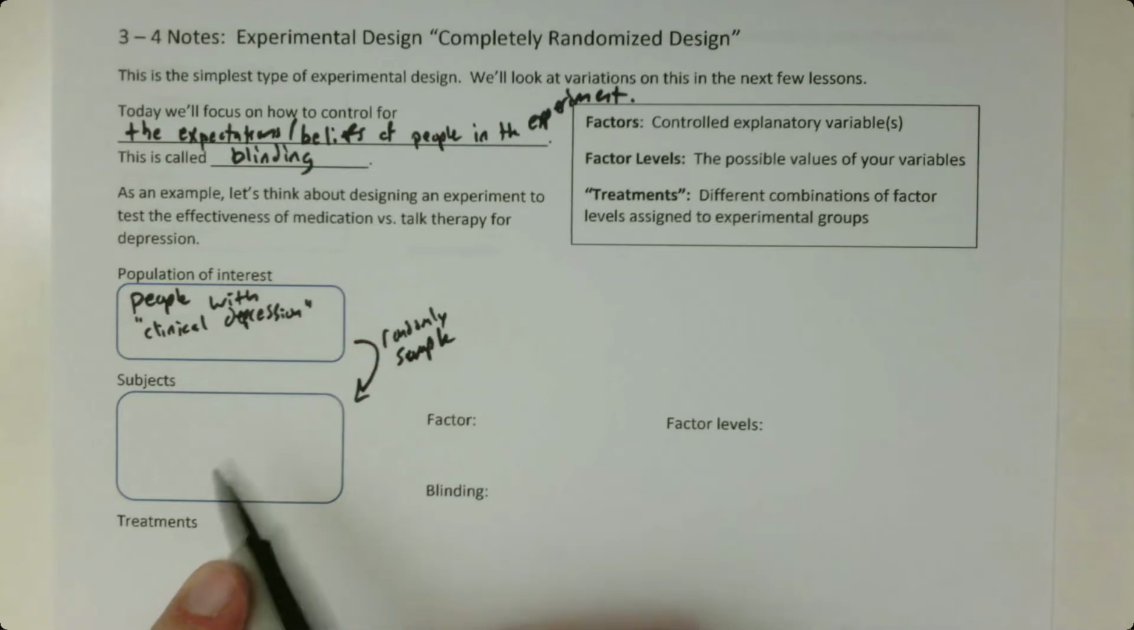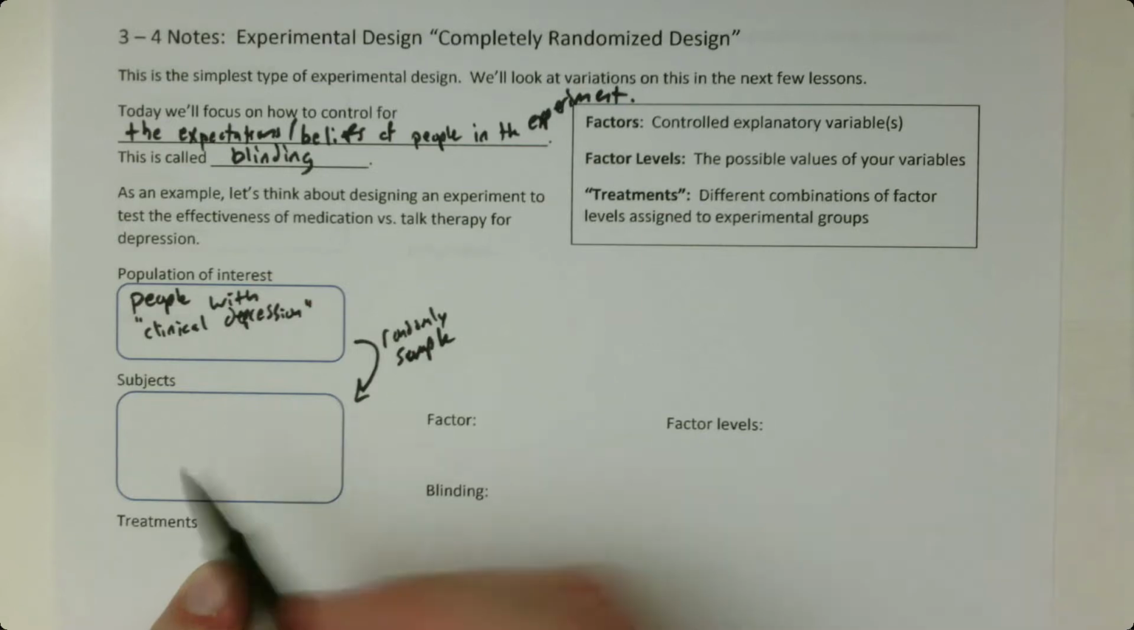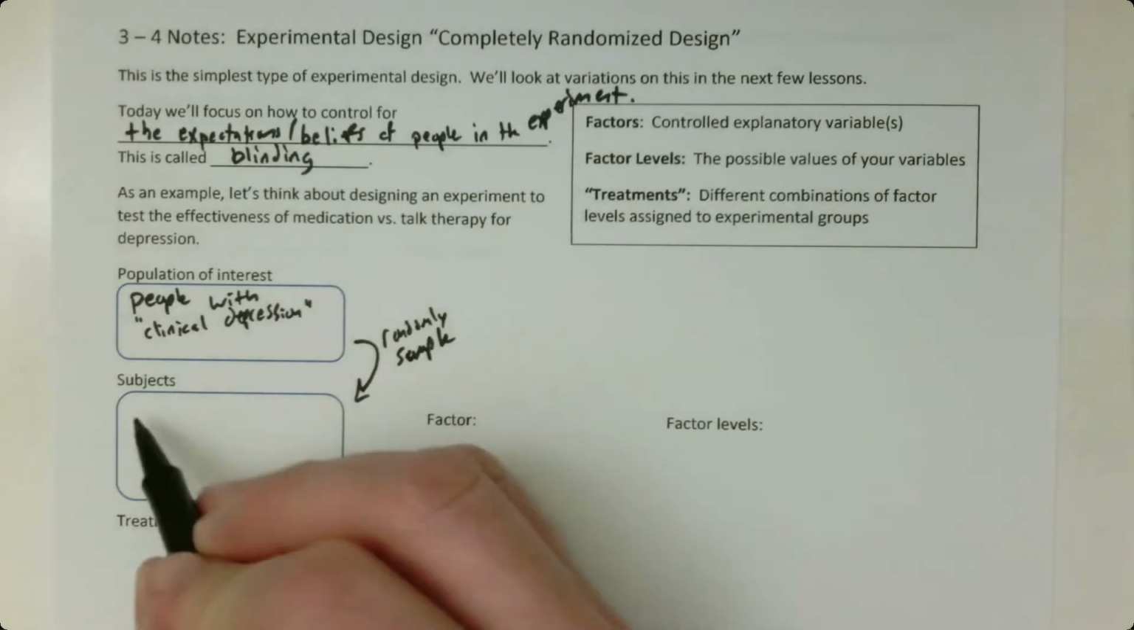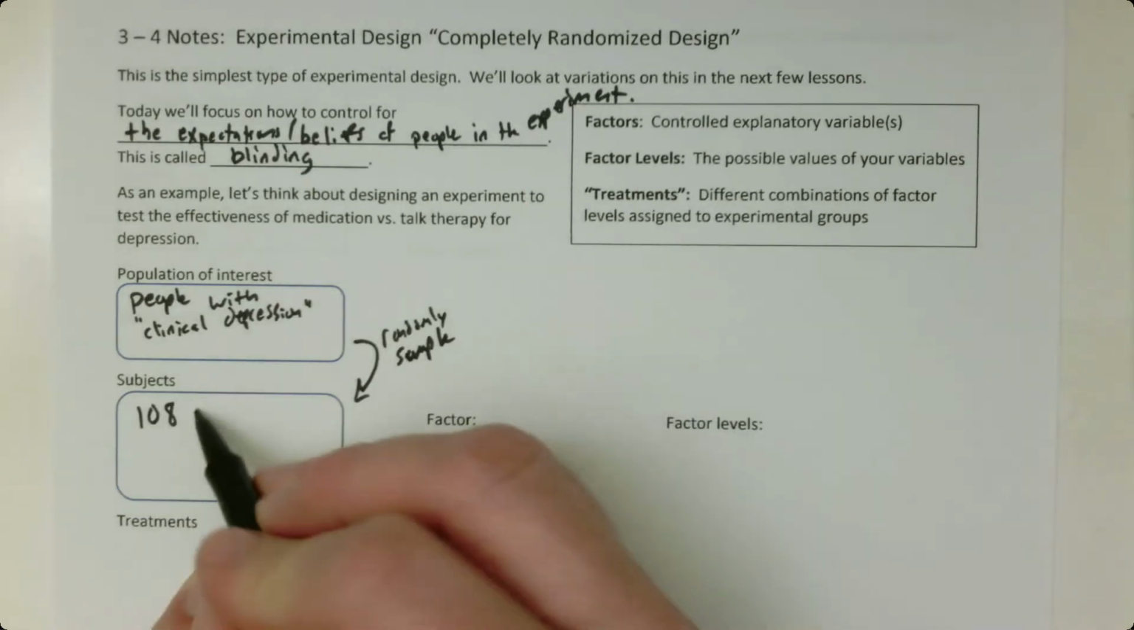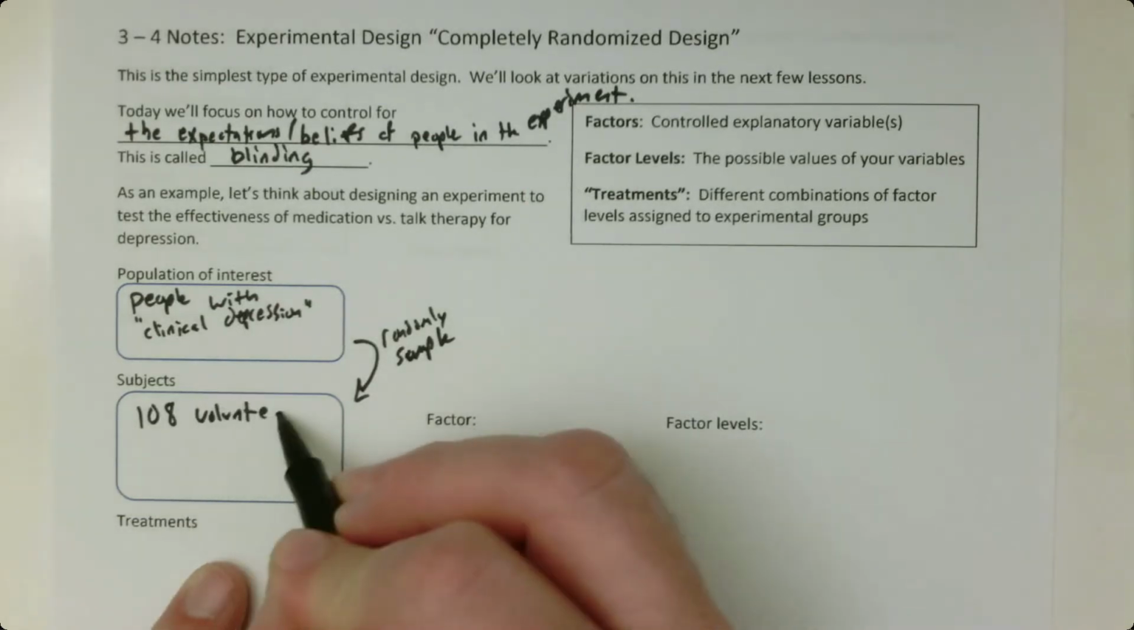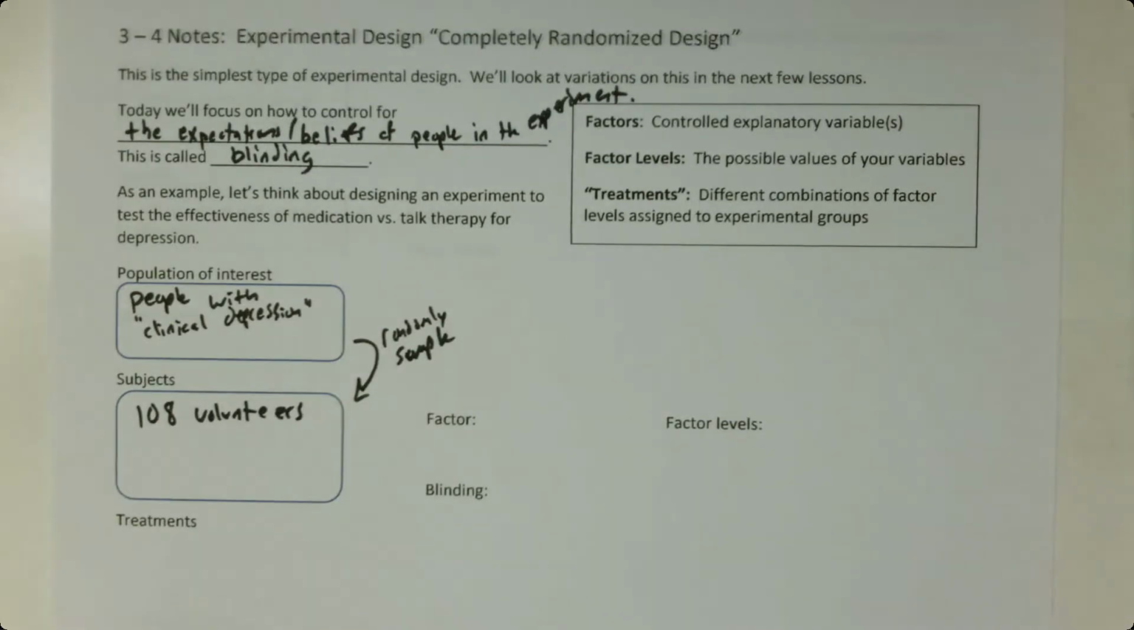Think if you can remember what we called these last time. It was 2 words. They were experimental units. But when experimental units are people, we call them subjects. So let's say that we end up with 108 volunteers. So that's who our subjects are.